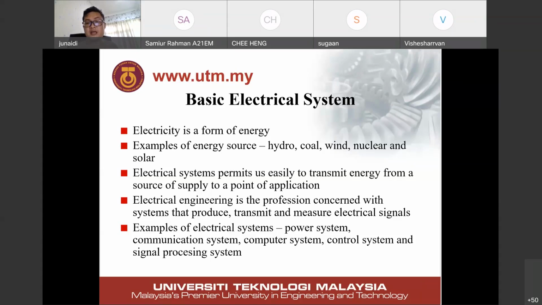So my question is, is there any device or might be equipment that actually uses electricity as the final form of energy? Ada tak? Ada siapa boleh cakap? Ada siapa boleh bagi tahu? Final end of energy tu is electricity. Ada tak? Dynamo. Tak dengar? Dynamo. Apa dia sebut tadi? I cannot hear you.